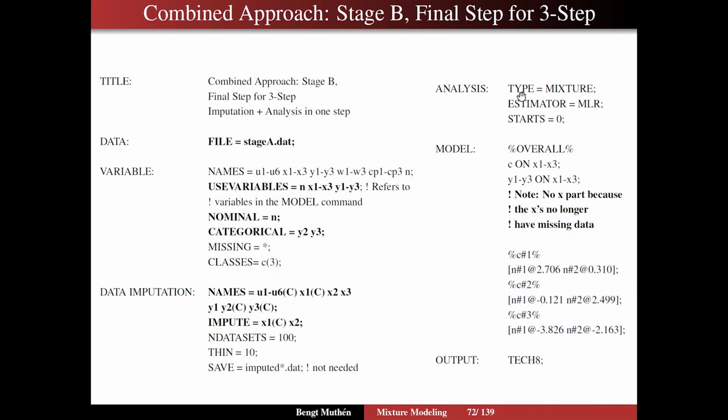So the analysis is a mixture model. Estimator MLR, starts equals 0, as usual for the last step, and then C on X, Y on X, and no X part, because the X's no longer have missing data. And just like before for 3-step, we fix the loadings from the first stage to the same values as we've seen before.